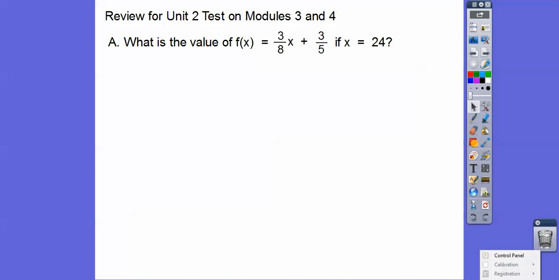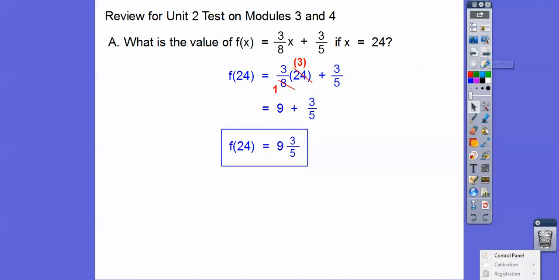What's the value of f of x equals 3/8 x plus 3/5 if x equals 24? So I'm going to put in 24 right there. When we do that, we get this. Notice this 8 goes into 24 three times, so we'll cancel that. Then 3 times 3 equals 9. So 9 plus 3/5, and you can just write it as 9 and 3/5. If your teacher wants you to convert that to an improper fraction, then 5 times 9 is 45, 45 plus 3 is 48, so 48/5 would also work.